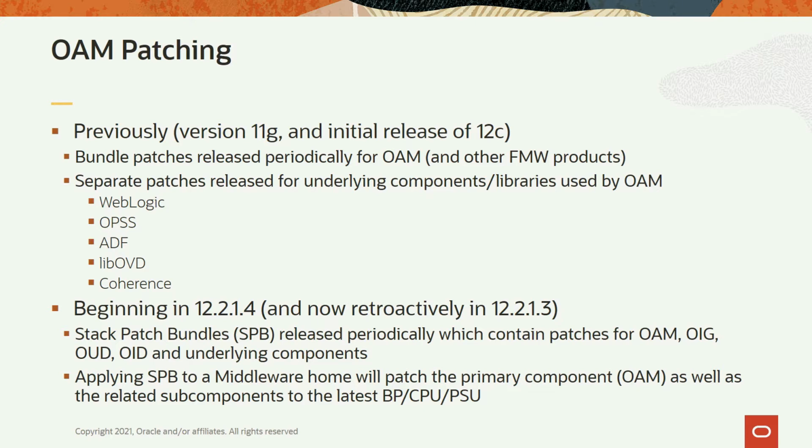In 12.2.1.4, they came up with this concept of a stack patch bundle, which is a bundle of all the patches of the main product and the underlying product for the identity products suite, which is OAM, Oracle Access Manager, OIG, Oracle Identity Governance, OUD, Oracle Unified Directory, and OID, Oracle Internet Directory. The stack patch bundle contains the fixes for the primary product and the underlying products that are applied in a single series of scripted operations.